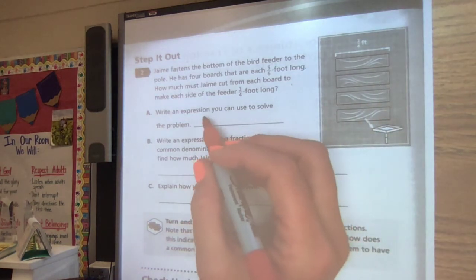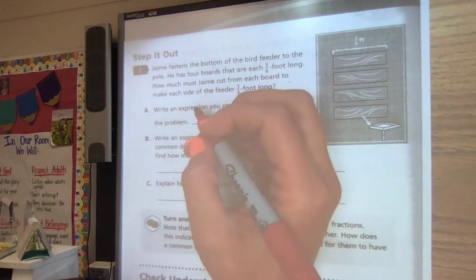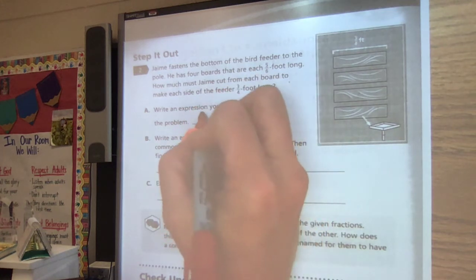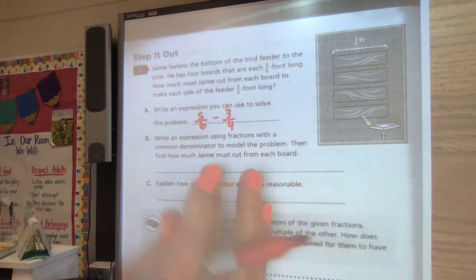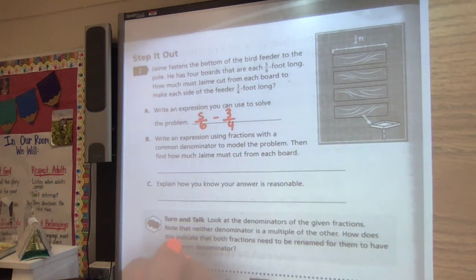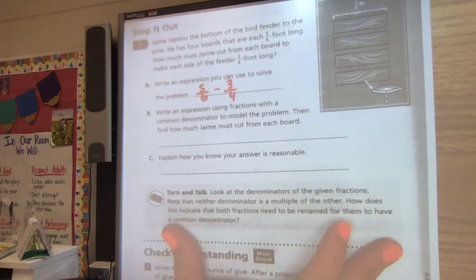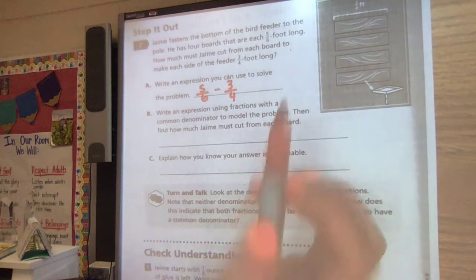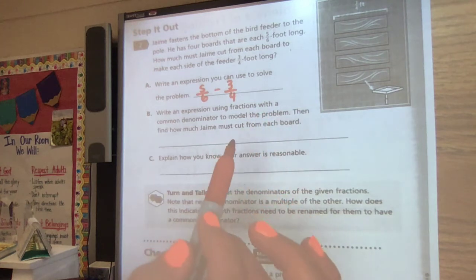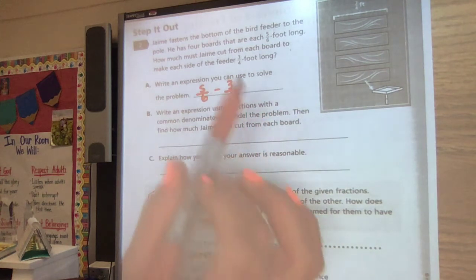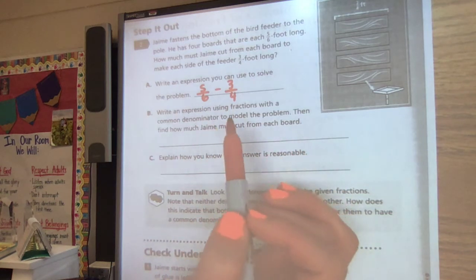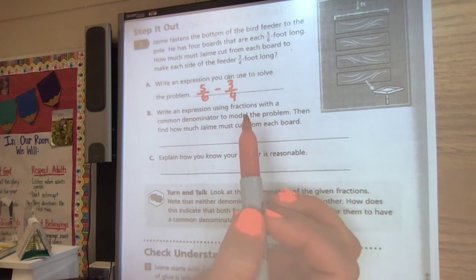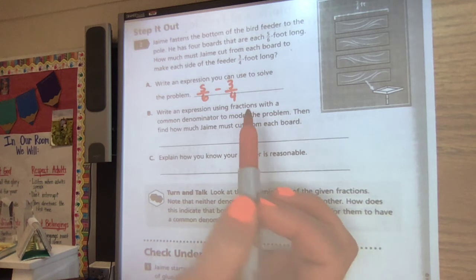So in expression, remember, they are 5/6. We need them to be 3/4. So we're going to subtract those amounts to find out how much he needs to cut. Let's write an expression using fractions with a common denominator. All right, so let's think about our 6 and our 4. And you know, we've used our tiles, we've used our cutouts that we made.